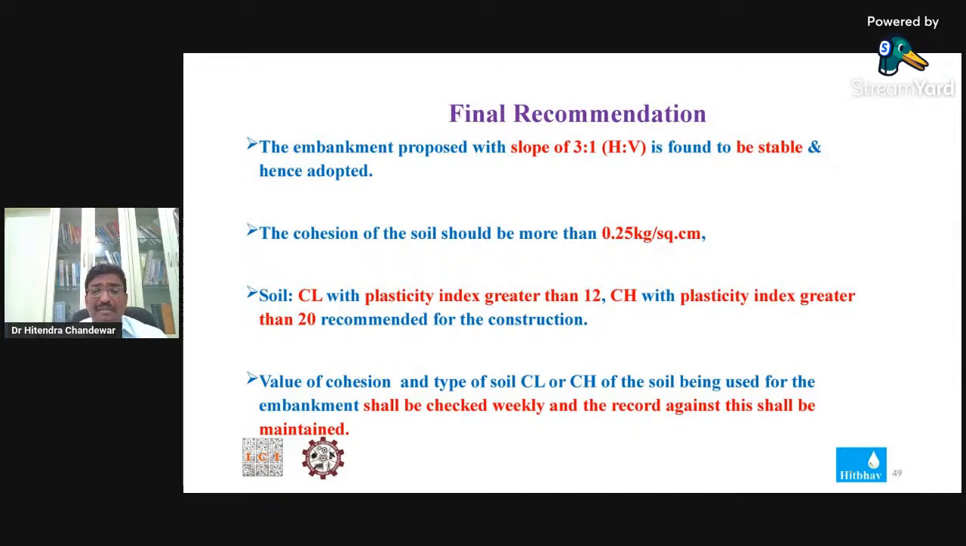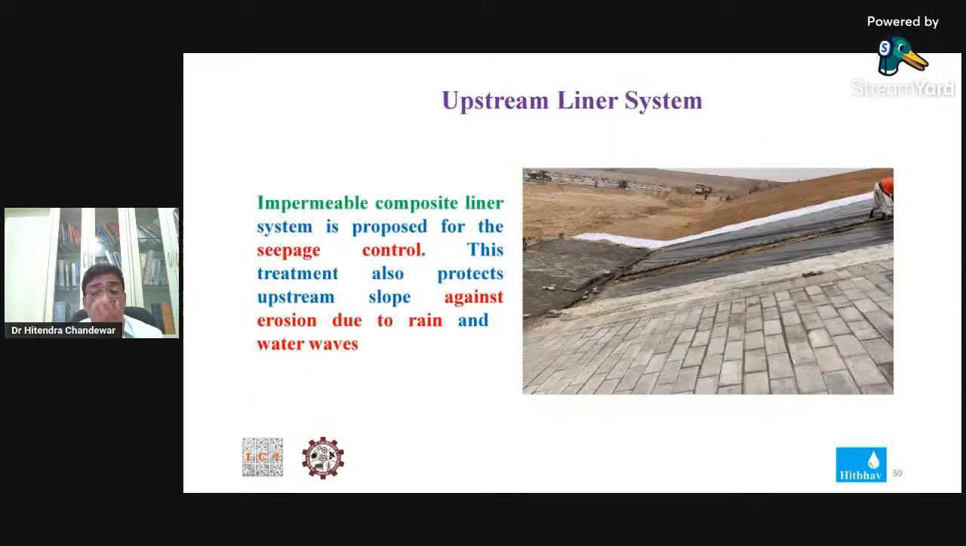And this had to be checked periodically, daily and weekly. They have to check all these parameters and keep a record, and only then will we say that the constructed dam is stable. The value of cohesion and the soil types CL and CH being used shall be checked weekly, and records shall be maintained. That was the recommendation we put in our design report.